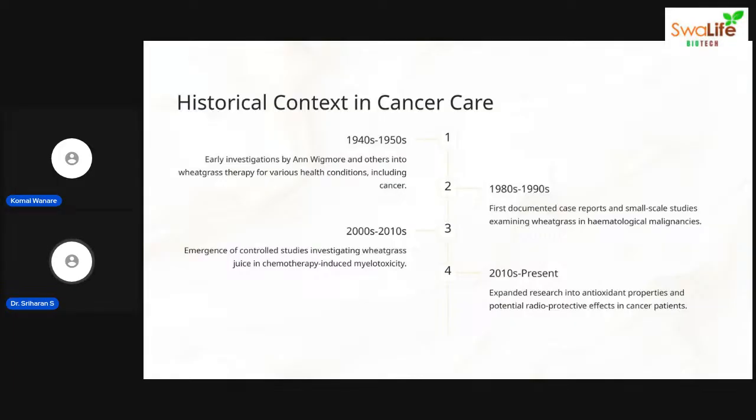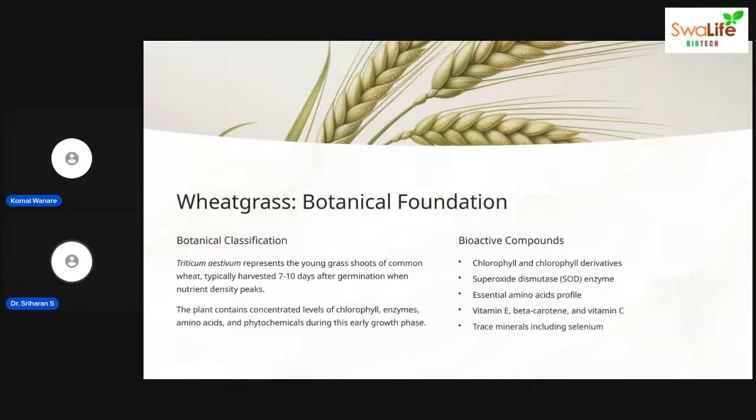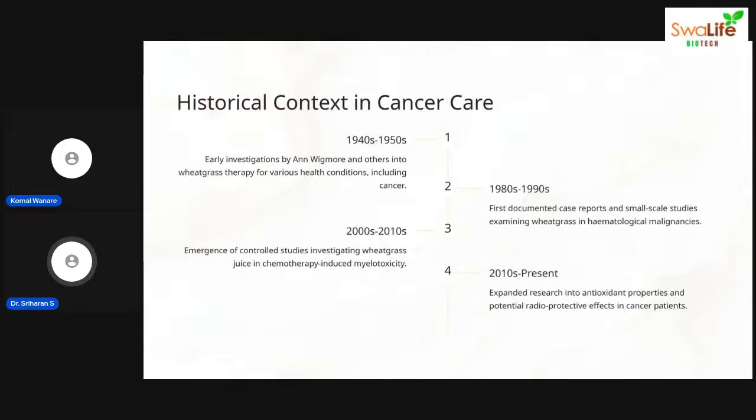Before, you saw its bioactive compounds, chlorophyll and superoxide dismutase enzyme. Based upon these enzymes, they expanded the research to their properties, likewise antioxidant property, anti-inflammatory effect, nutritional support. Likewise, they're expanding their benefit. So that is the 2010 to present research status.